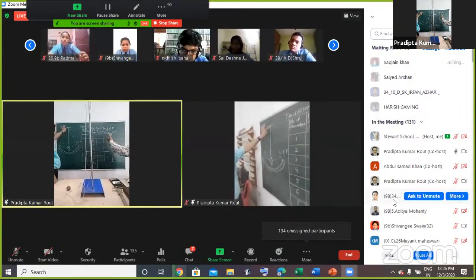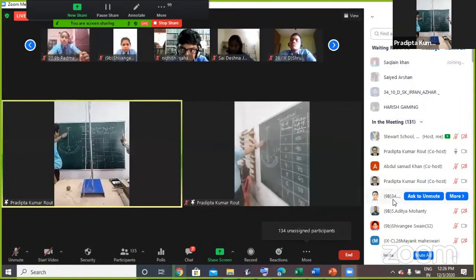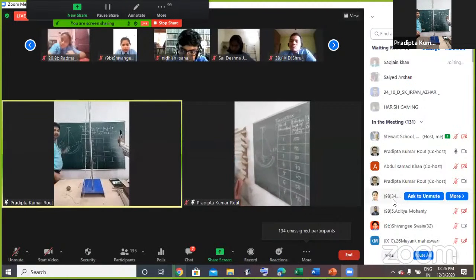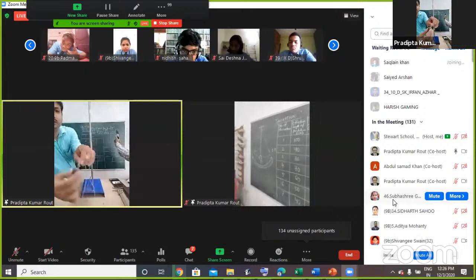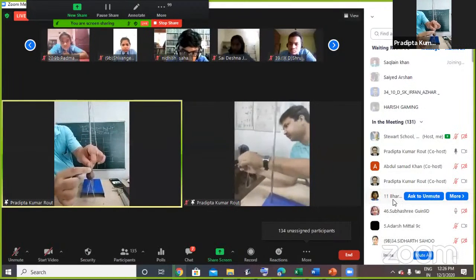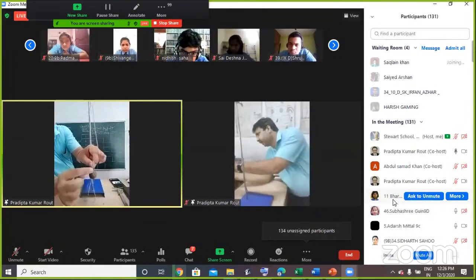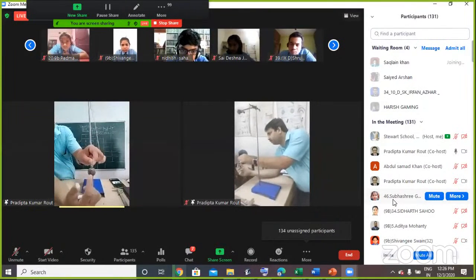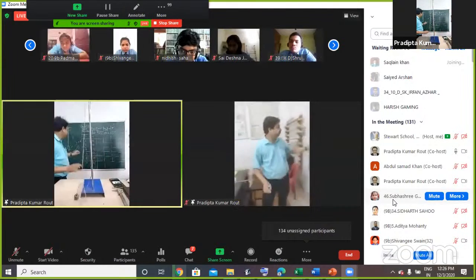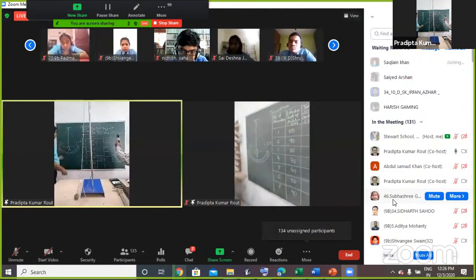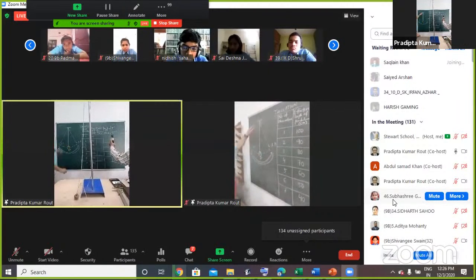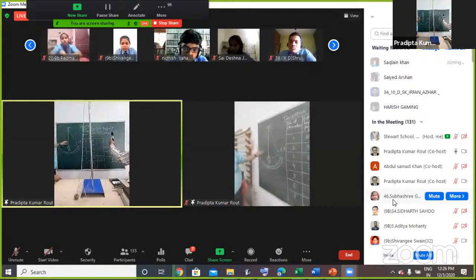So this effective length includes the length of the thread plus the length of the hook. There is one hook here, and after that, there is a spherical ball. This is the bob of the pendulum. So children, the length of the hook and the radius of the bob, this total length is called effective length.